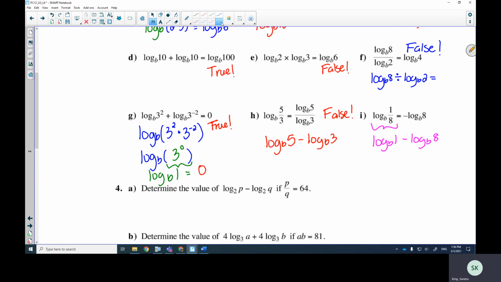From here, what is the log base b of 1? Any argument of 1, what does that give us? 0 minus log base b of 8. I can simply do this, but I don't need that 0 there. And my answer is negative log base b of 8. True or false? True. Yeah. So these ones, again, if you see this, you can pull it apart using the quotient law. So this one's true. So you try 1, 2, and 4.